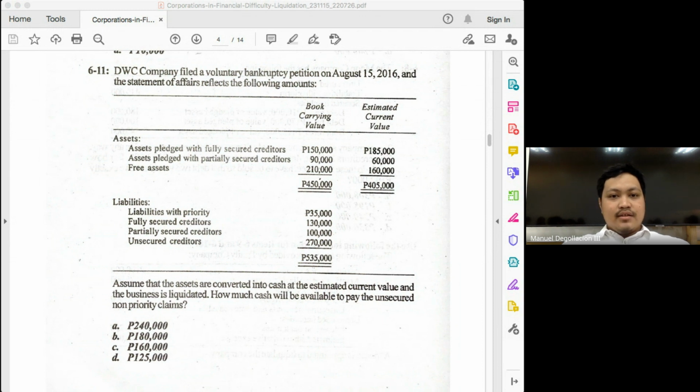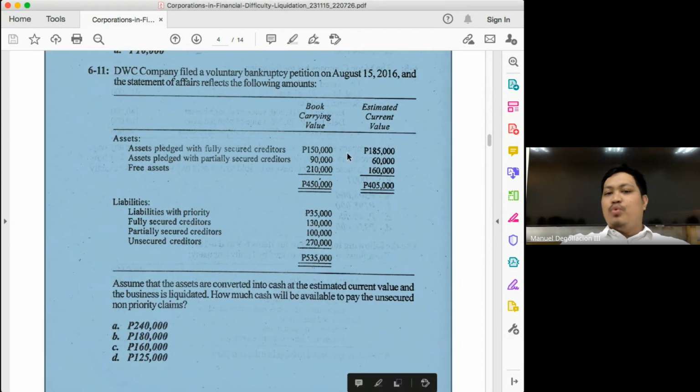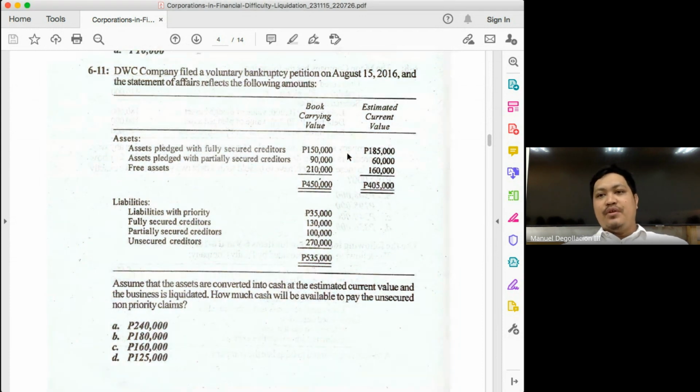Now we have our assets, class. We have assets pledged with fully secured. By the way, for this one, which valuation will be relevant? The 150 or the 185? Problem 6-11, which one will be relevant? The 150,000 or the 185,000? Again, always the fair value, or in this case, the current value. So we will be using the 185. And the 185 will be used to pay off what? The fully secured creditors in the amount of 130.